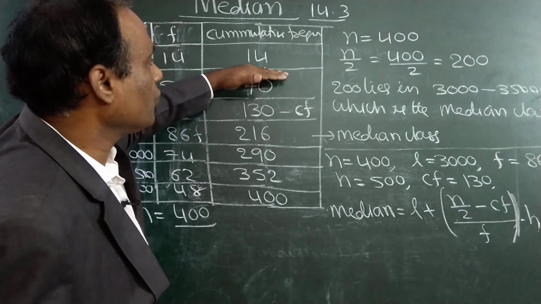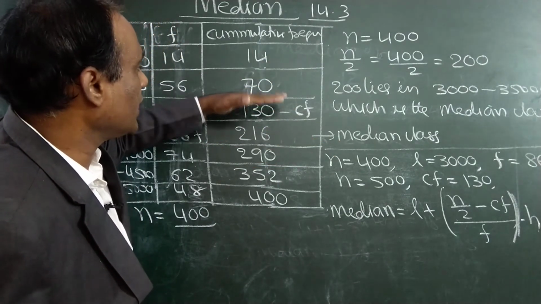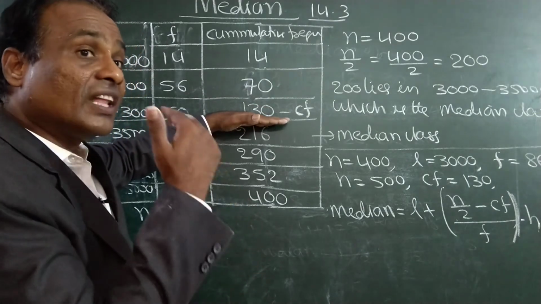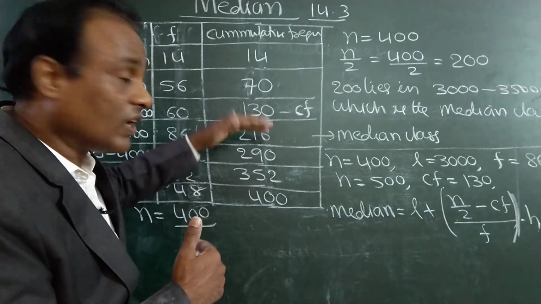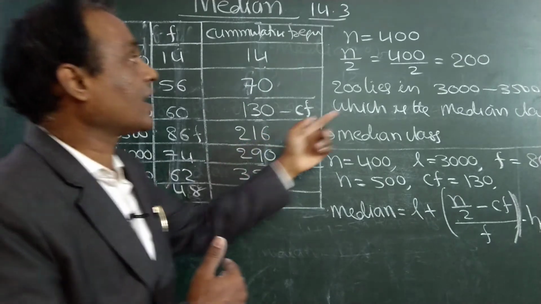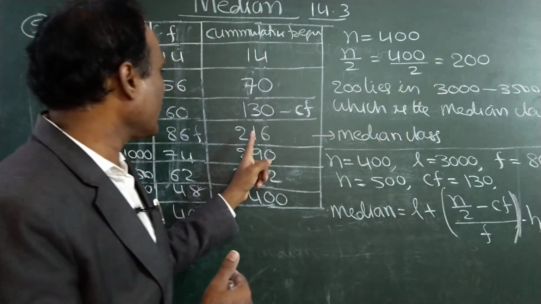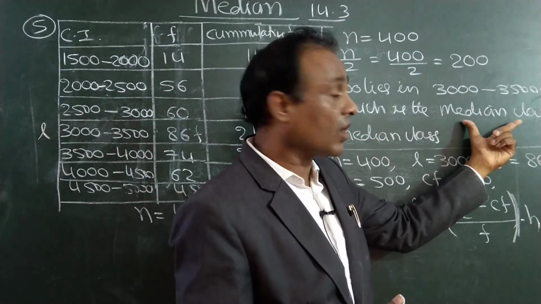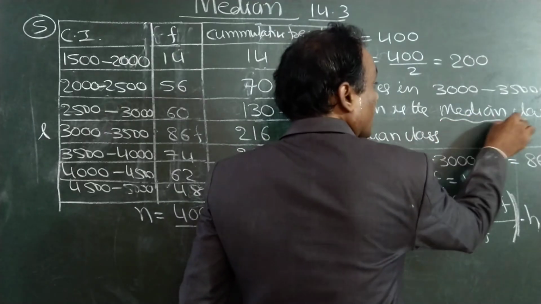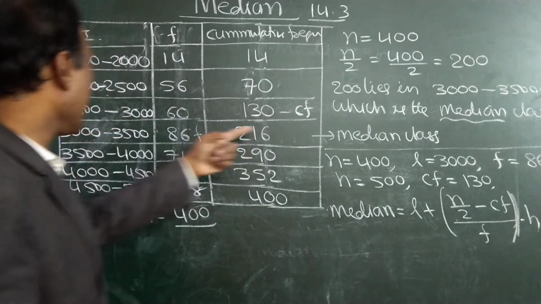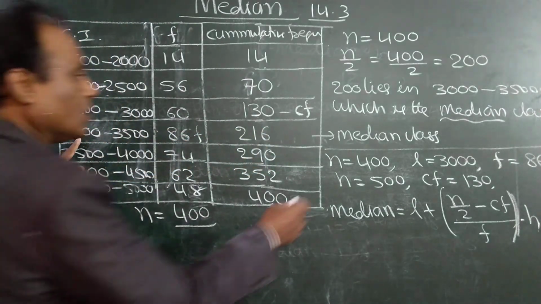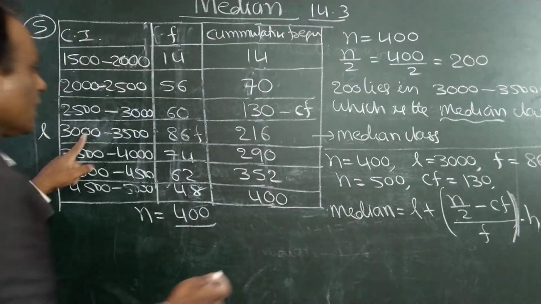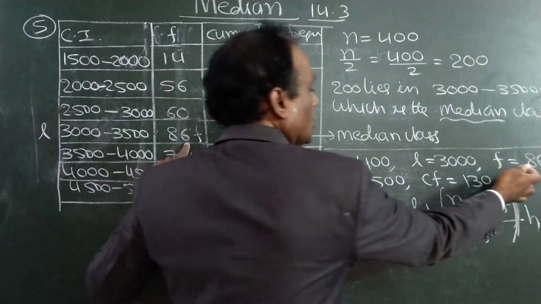So up to here we have 14 only, up to here 70 only, up to here 130 only. 131 onwards it will lie here, 131 to 216. So our number is 200, so therefore our number will lie here, which is 3000 to 3500, which is called the median class. In that, the lower boundary is L, 3000, and the frequency is 86.